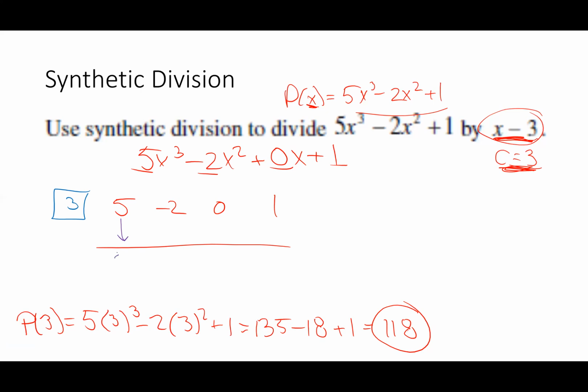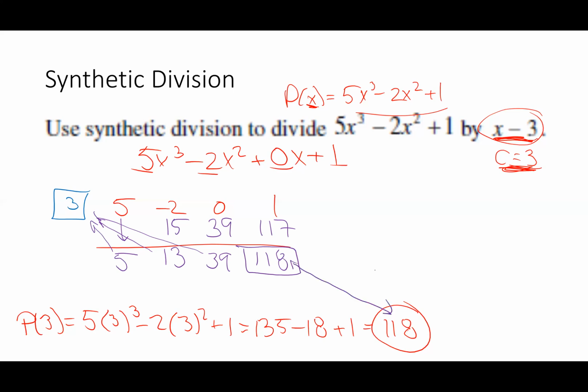Take the 5, drag this down, multiply it by the 3, I get 15. Negative 2 plus 15 is 13. Take the 13, multiply that by the 3, I get 39. 0 plus 39 is 39. 39 times 3 is 117. 117 plus 1 is 118. This is the remainder of the polynomial. Now the 118 makes sense.